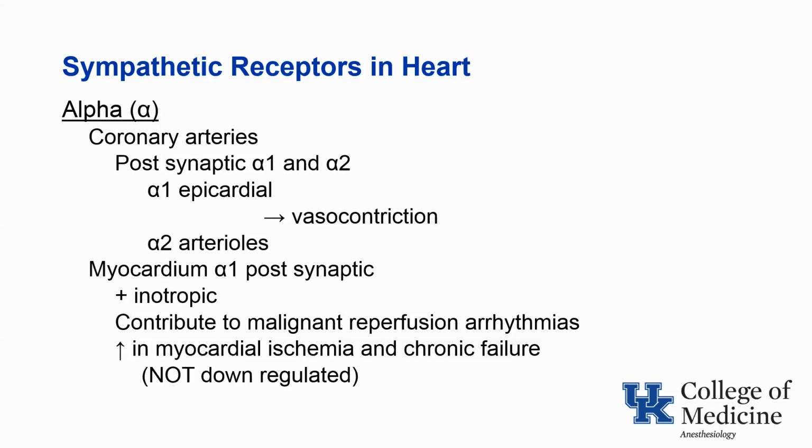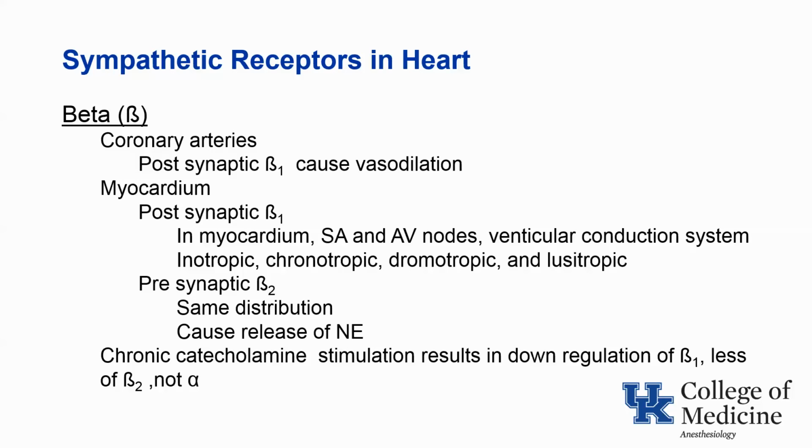There are alpha and beta receptors in the heart. The alpha receptors in the coronary arteries cause vasoconstriction, while in the myocardium they have an inotropic effect. The beta receptors in the coronary artery cause vasodilation, and in the myocardium cause increased contractility. Chronic catecholamine stimulation results in downregulation of beta-1 and less regulation of beta-2 and no impact on alpha receptors.